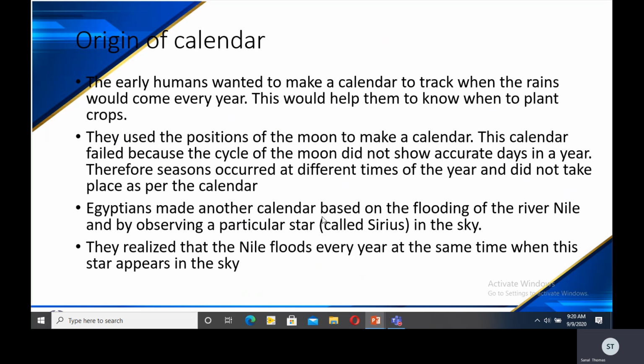The Egyptians made another calendar based on the flooding of the river Nile and by observing a particular star in the sky called Sirius. They realized that the Nile floods every year at the same time when this star appears in the sky. So according to that, they made the calendar.